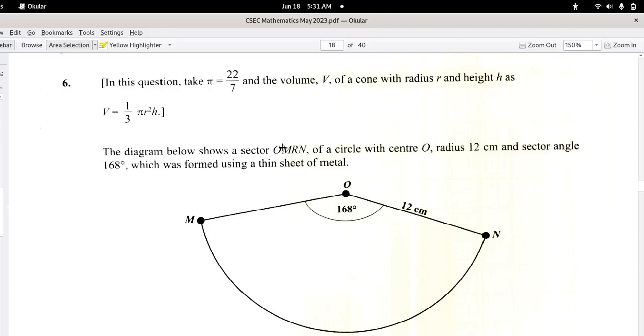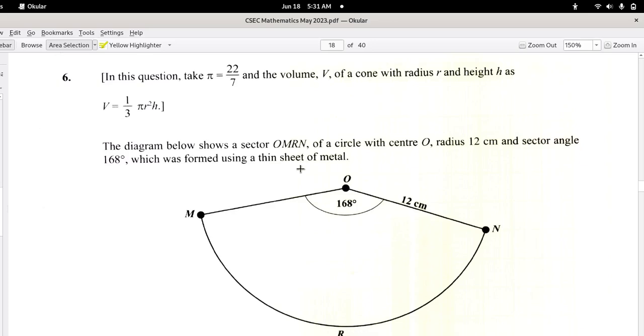Here we are at question 6 on the CSEC Mathematics May 2023 past paper. In this question, take pi equals 22/7 and the volume of a cone with radius r and height h as V equals 1/3 pi r squared h. Okay, so you get the formula there.